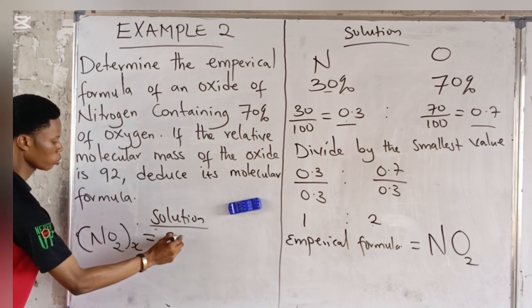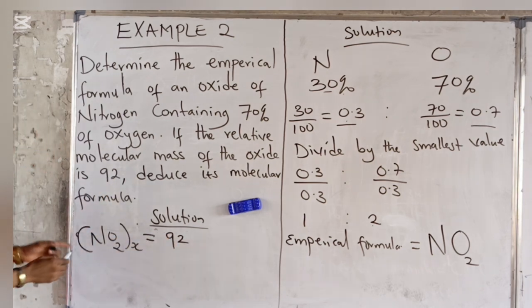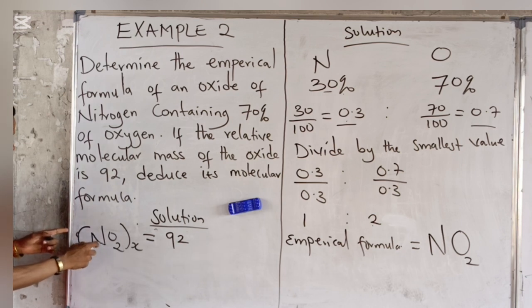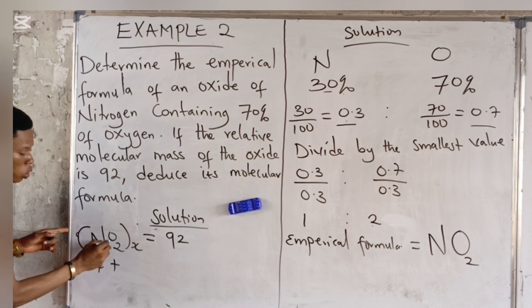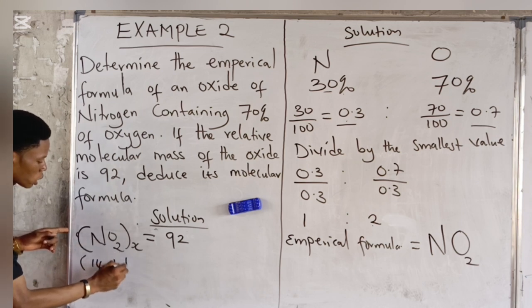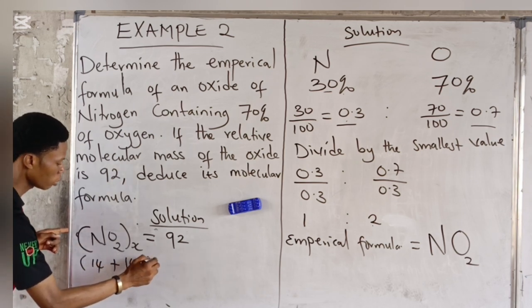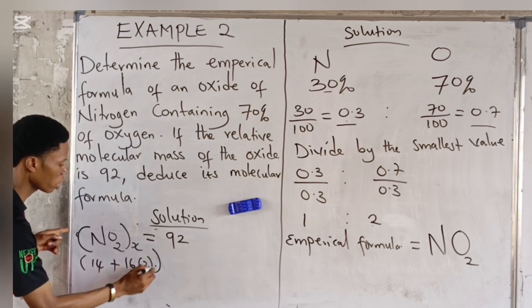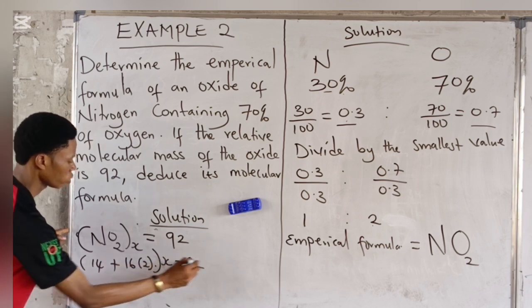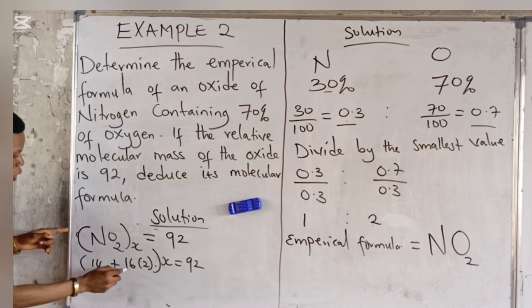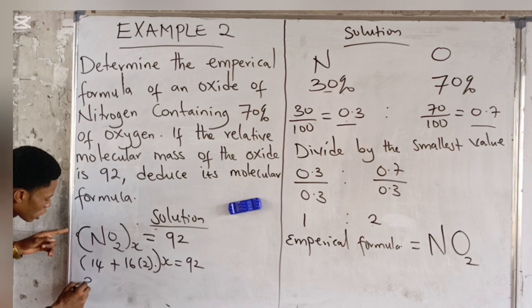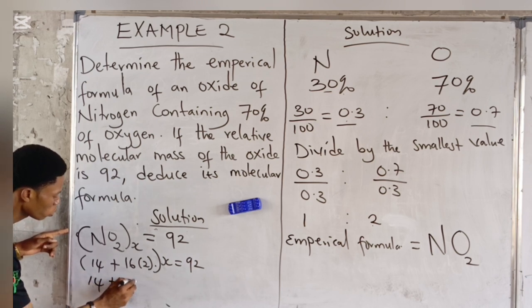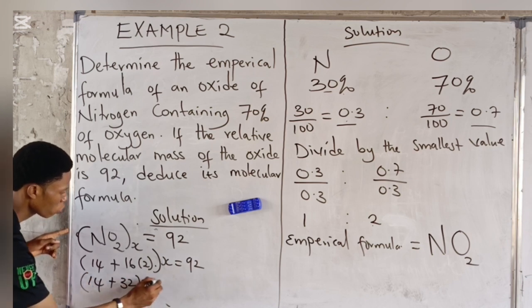So equal to 92. The next thing is you find the relative atomic masses of all this. Nitrogen is what? Nitrogen is 14, right? So 14 plus oxygen is 16, but times these two. So 16 times 2. Then put your X outside the bracket equal to 92. Next thing is 14 plus 16 times 2 is 32, right? So we'll be having 14 plus 32, your X equal to 92.